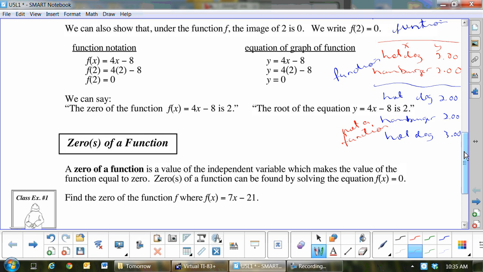So, does this make a bit more sense now? What a function is and what's not a function. Because obviously it is a pretty important concept. Now we're going to get to a really important concept. So let's go to page 293.